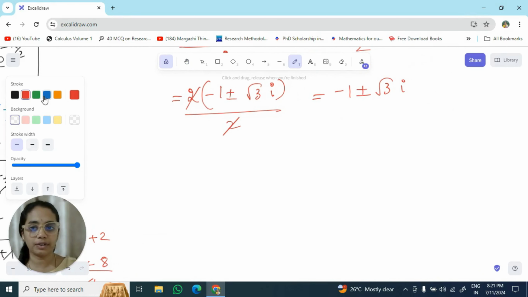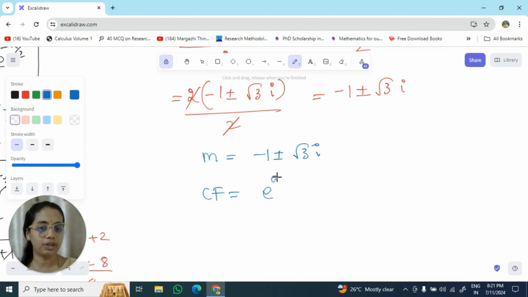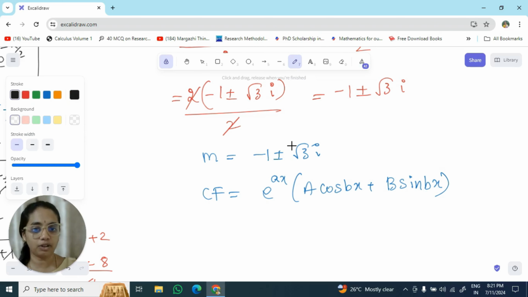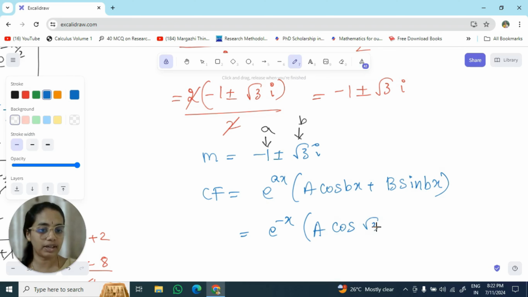So what next will we be writing? We know that the values of m over here are -1 ± √3 i. So our CF, the complementary function, would be e^(ax) (a cos bx + b sin bx). The value of a over here is -1 and the value of b is √3. So this becomes e^(-x) (a cos √3x + b sin √3x).